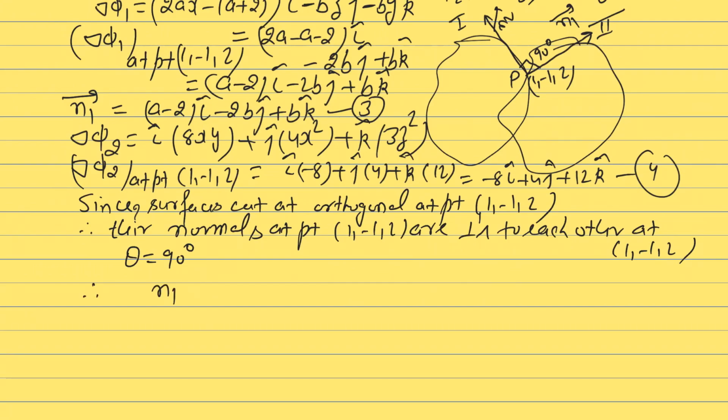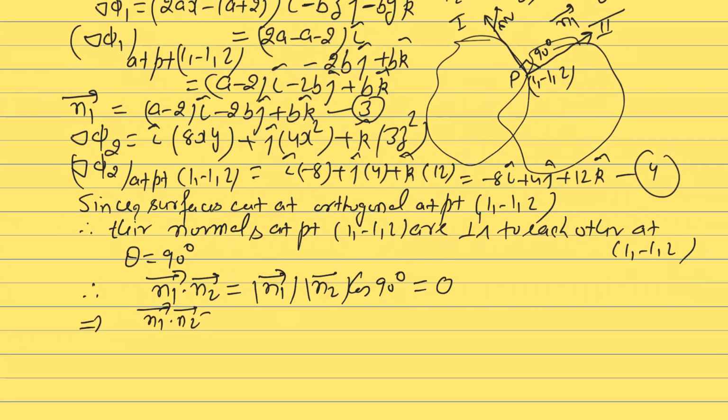Therefore we use the definition of dot product: n1 dot n2 is equal to mod n1 mod n2 cos of 90 degrees. Cos of 90 is 0. This implies that n1 dot n2 is equal to 0. From equation number 3 I am going to put the value of n1, and from equation number 4 I am going to put the value of n2.